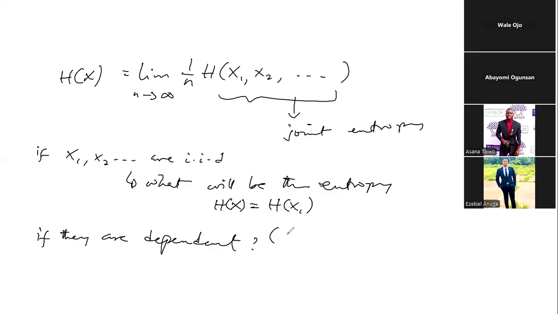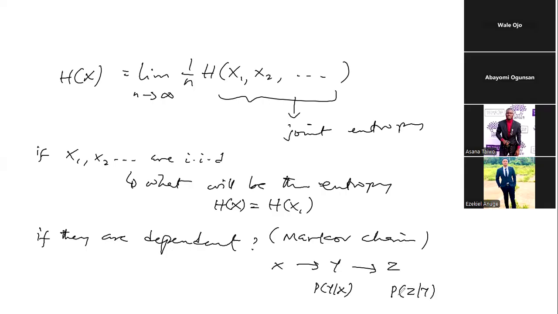Because if they are dependent, then it means that it will form a Markov chain, isn't it? So, let's use X, Y, Z for instance. If X forms a Markov chain with Y, which forms a Markov chain with Z, then at this point we are going to be talking about the conditional probability, say P of Y given that X has occurred, while at this point we are going to be considering the conditional probability of P of Z given that Y has occurred, right? So the entropy rate will now account for the dependencies between variables.